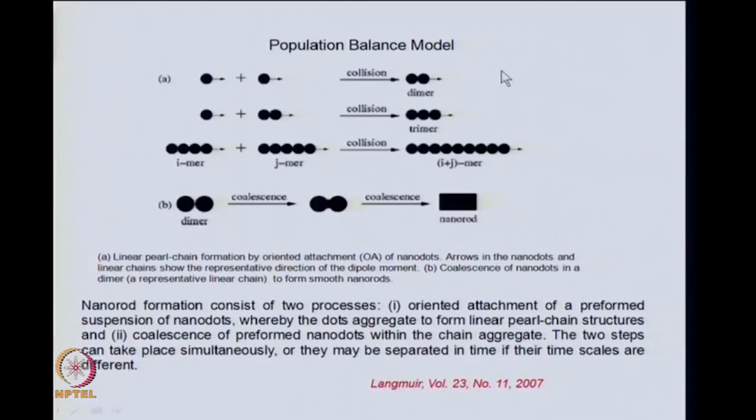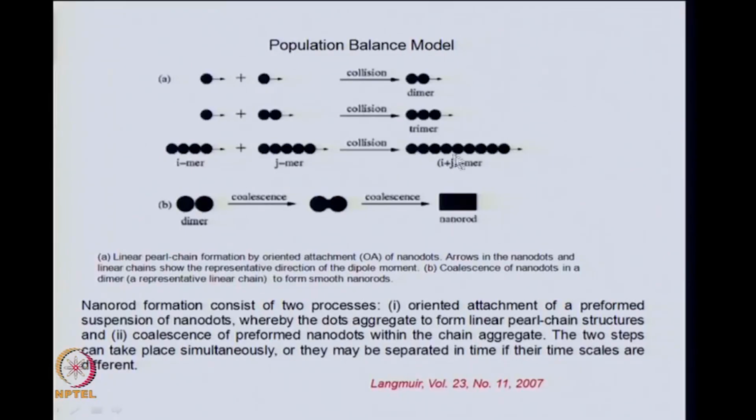Now, the other way that this rod formation is explained is that you have these nanoparticles. This is called the population balance model of nanorod formation, is that you have these nanoparticles which are colliding and they form this kind of dimers, and then further collision to give you trimers, and then it continues to form tetramer and pentamer, etc. Now, 2 pentamers may collide and form a 10 or decamer, and this continues, and then these particles start coalescing.